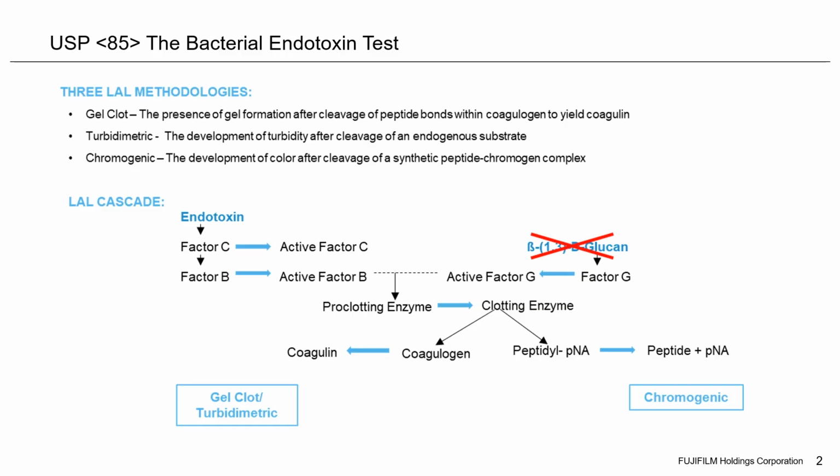But the turbidimetric method involves an absorbance reader measuring the onset of turbidity of that reagent. In contrast, we also manufacture chromogenic reagent in which a chromogenic substrate has been added to the reagent to measure the onset of this clotting enzyme more effectively using an absorbance reader. So these are the three general methods that the USP 85 outlines in the bacterial endotoxin test, and we're going to be looking specifically at turbidimetric and chromogenic methods.